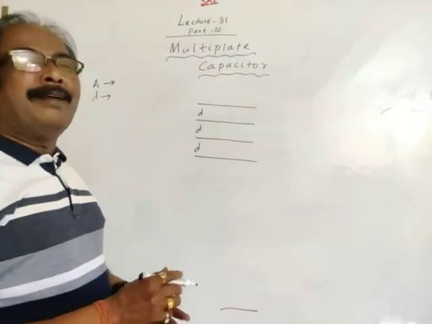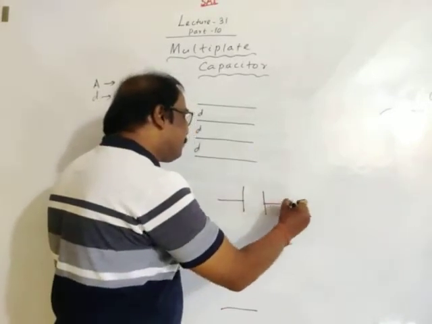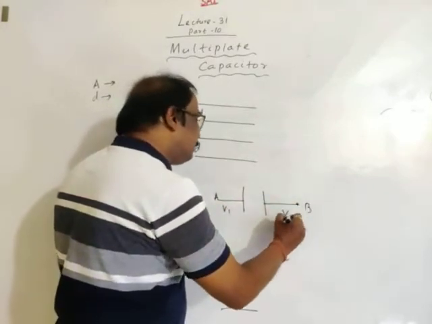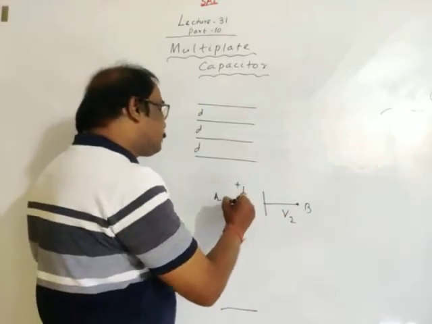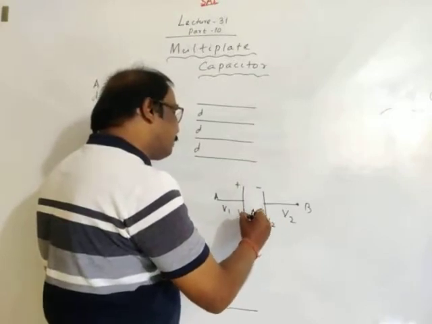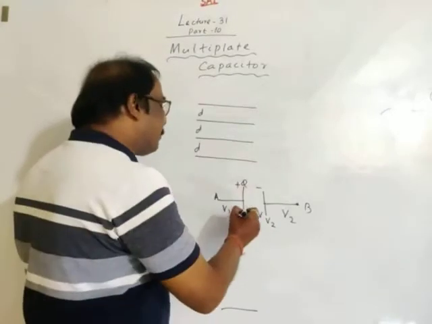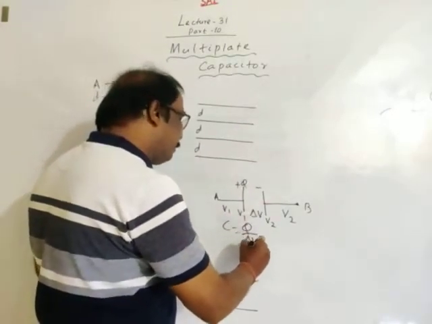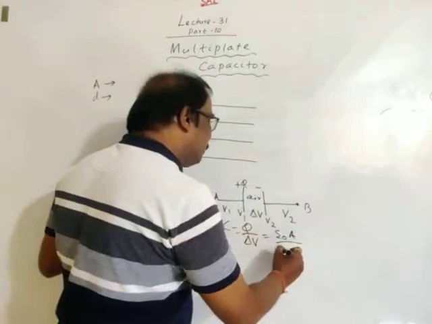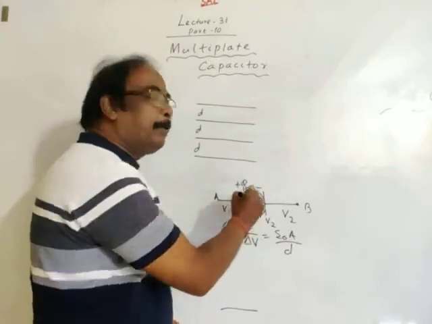Another concept: we have considered a parallel plate capacitor. This plate is connected to point A, at high potential. This plate is connected to B, at low potential. So this plate is positive, potential is V1. This plate is negative, potential is V2. So the potential difference is delta V. Charge given is Q, and capacitance is the charge required per unit rise in potential, or if you consider air or vacuum medium, then it is epsilon naught A by D. So capacitance is obtained in the gap between the plates.